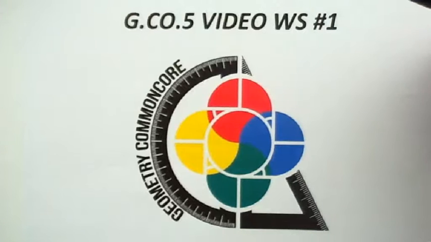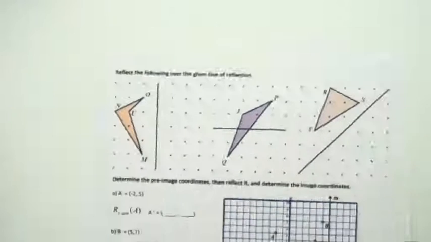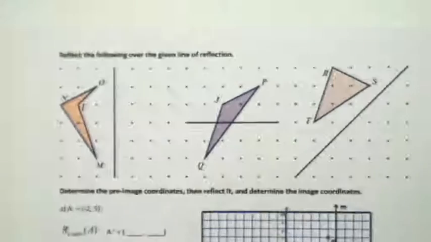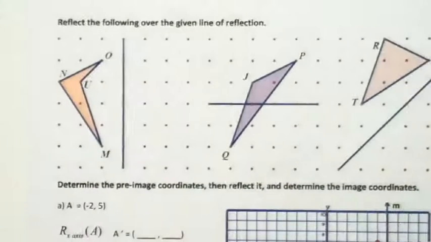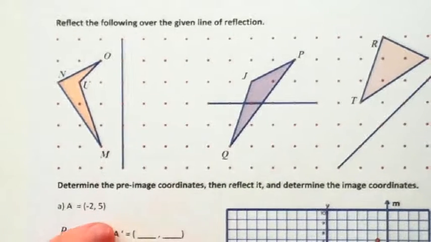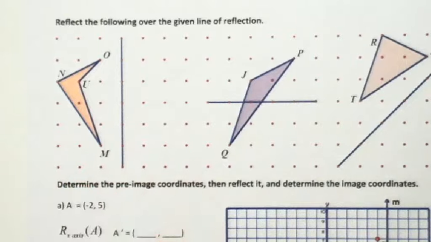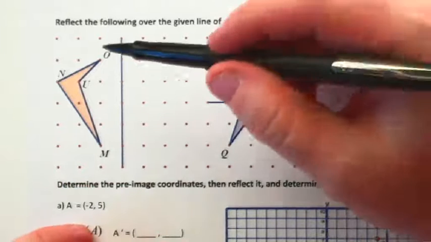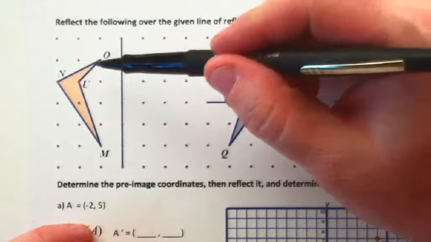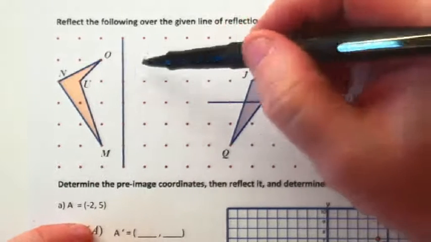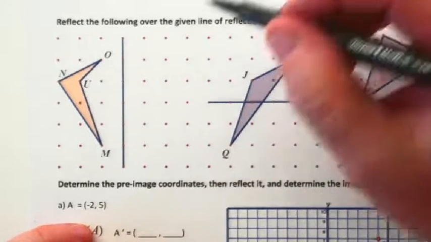GCO5 video dealing with worksheet number 1. Worksheet number 1 is basically some hands-on work with reflections, and I want to talk about reflections. First of all, in terms of techniques, we know that a reflection is defined to be the perpendicular distance on the opposite side of the line of reflection.